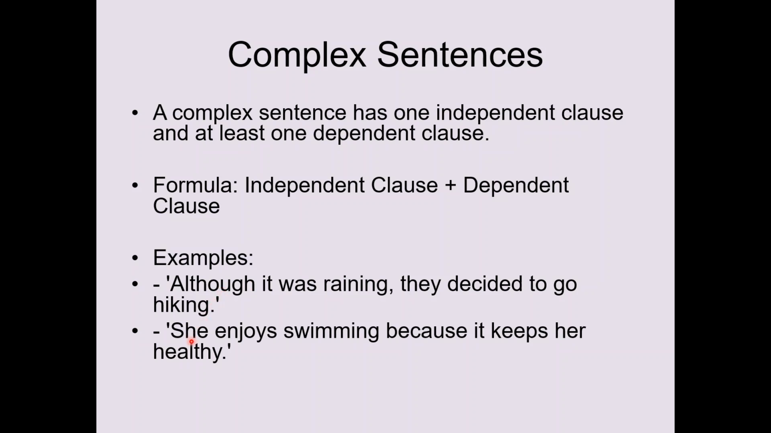Another example here we have, she enjoys swimming because it keeps her healthy. All right. So here we have the independent clause. She enjoys swimming. All right. That's the independent clause, can stand on its own. And at the end of the sentence, we have the dependent clause, because it keeps her healthy. So in this example, the dependent clause comes at the end of the sentence, but in this example, the dependent clause is at the start of the sentence. All right, let's move on.